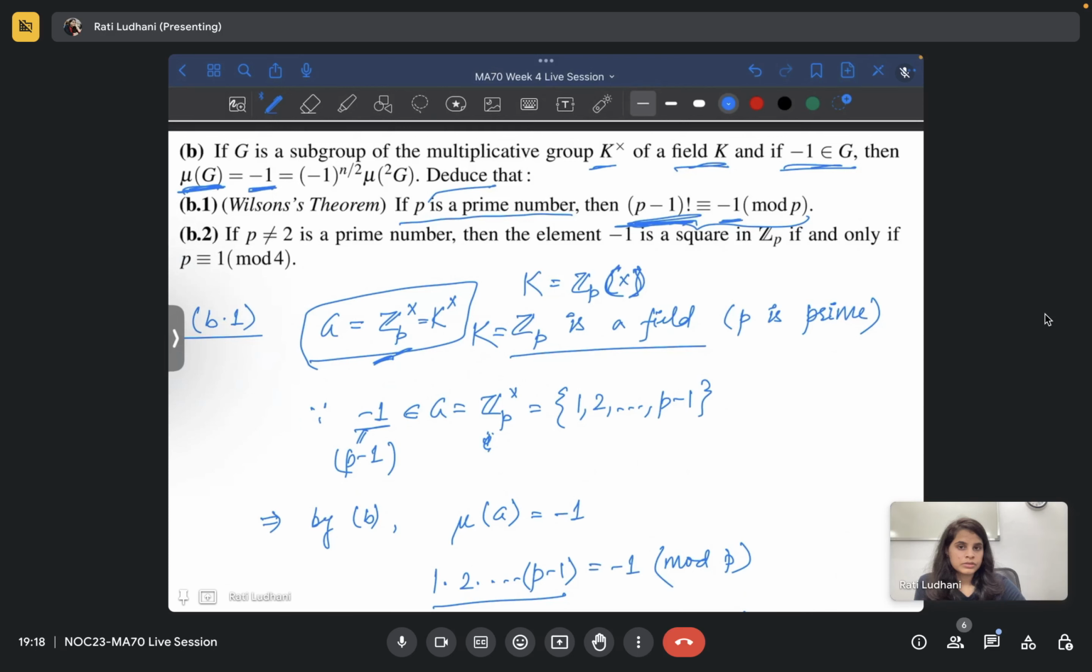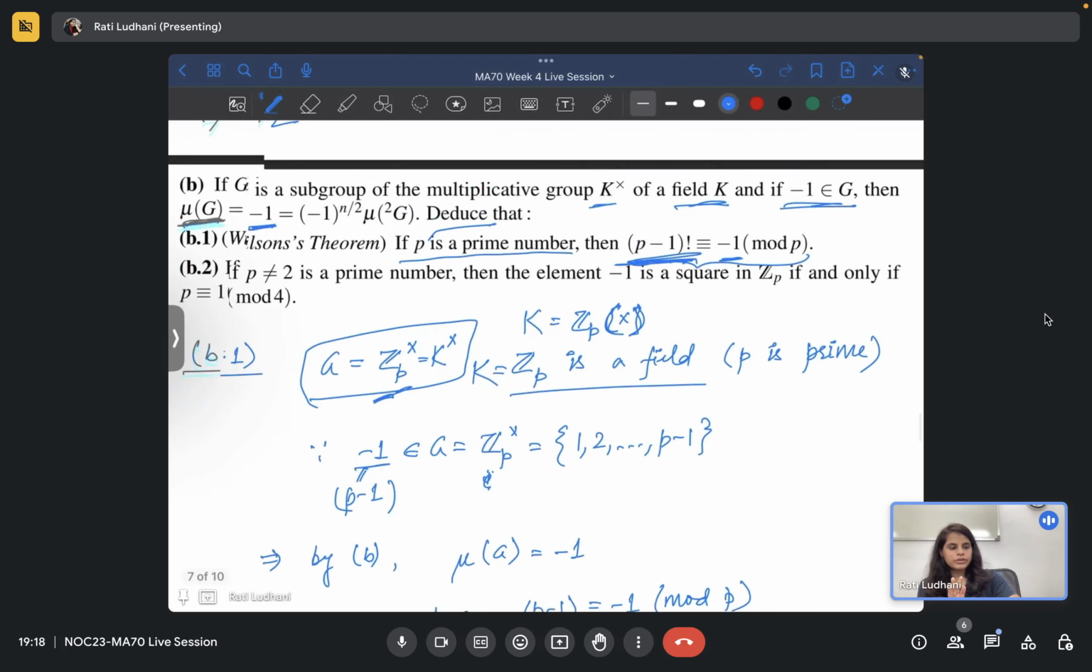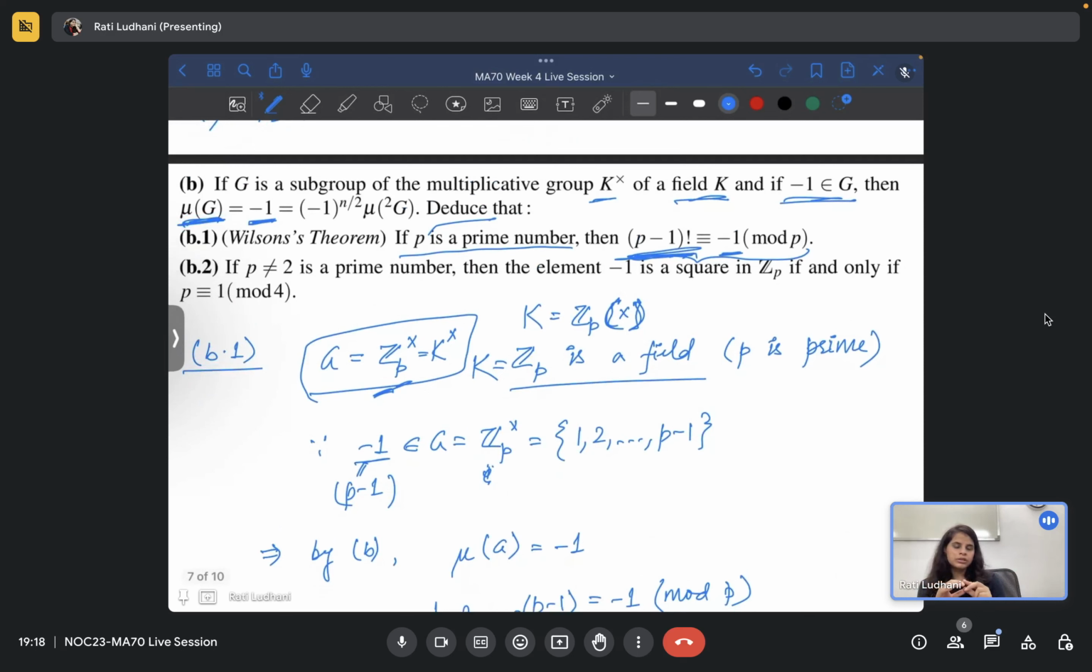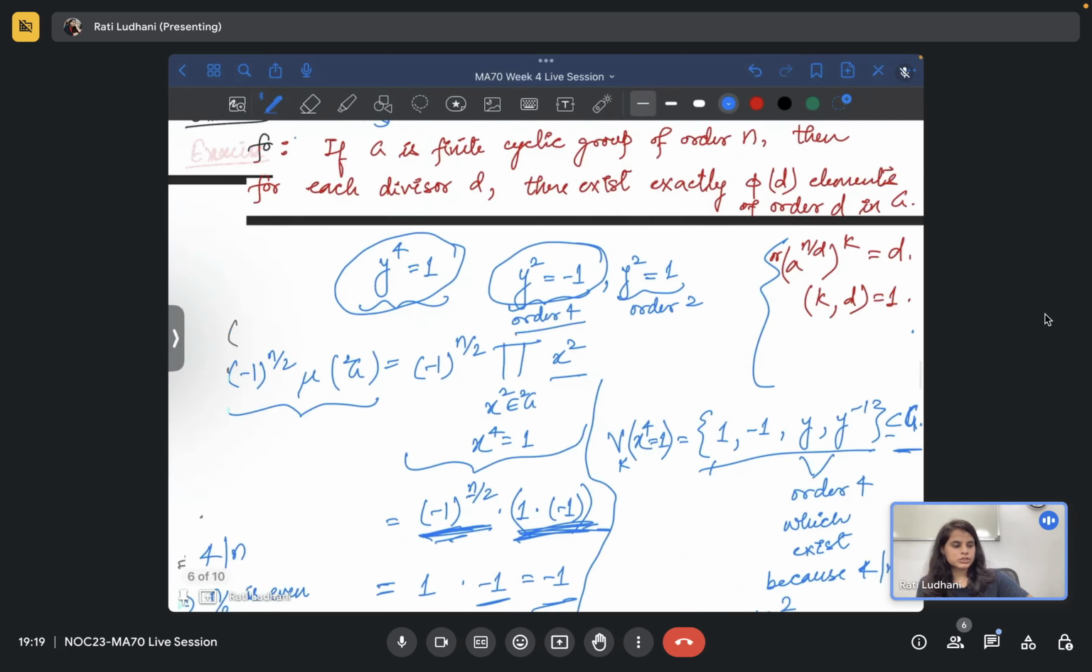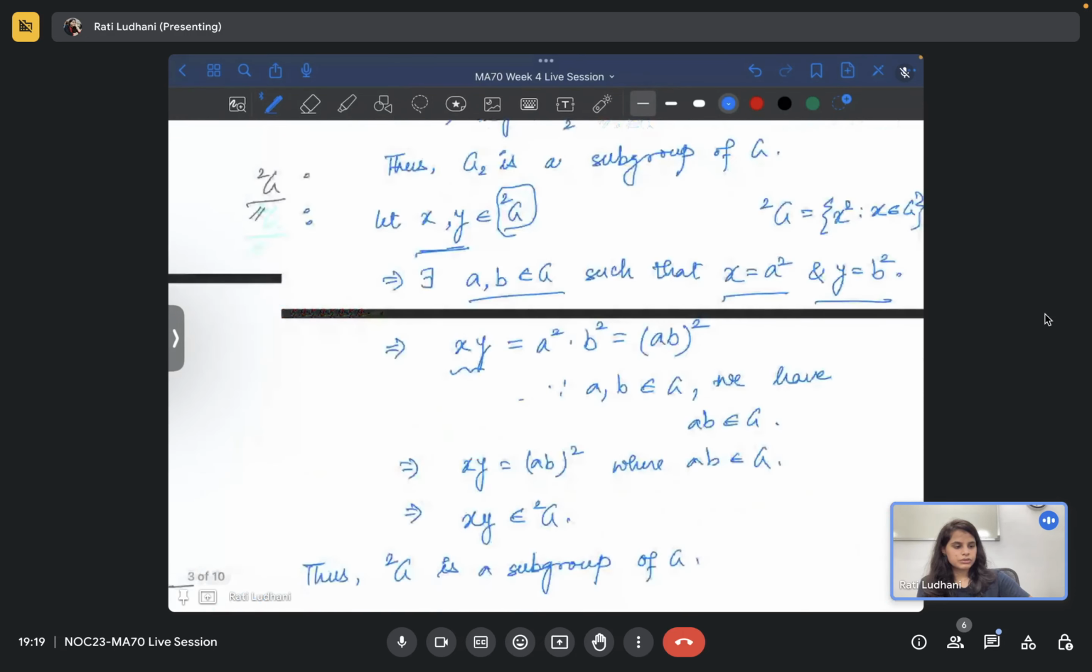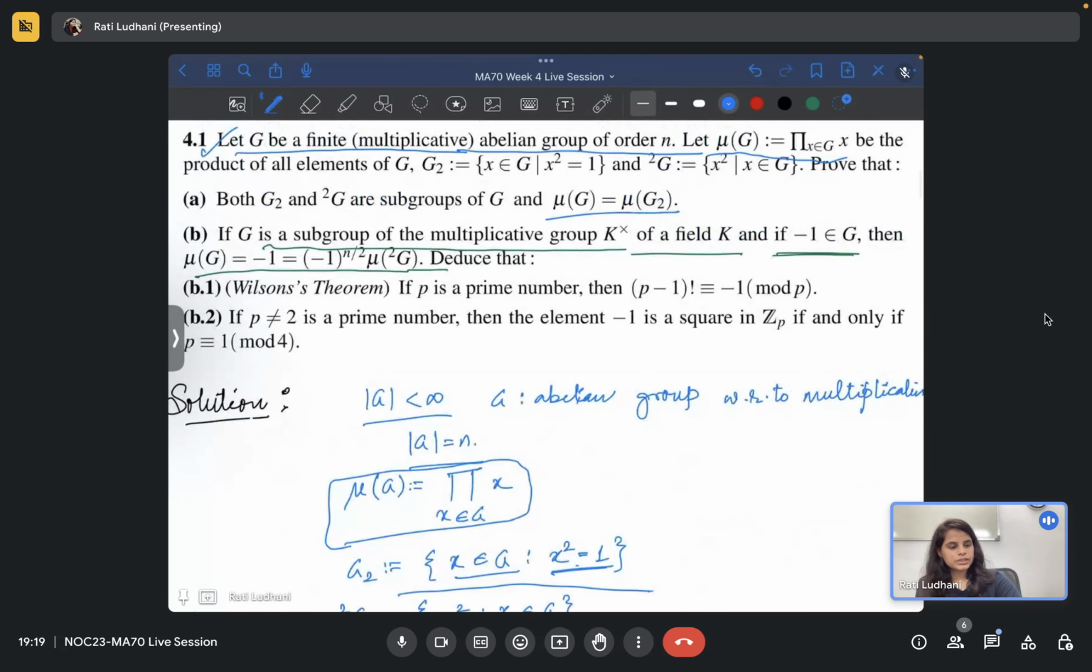From B, so we are not saying K is finite. We have proved a general statement, like G is a subgroup. So this is the condition: G is a subgroup of a multiplicative group K star of a field K, and G is a finite group with number of elements n. So this was the question. This condition is always there: G is a finite multiplicative abelian group of order n.